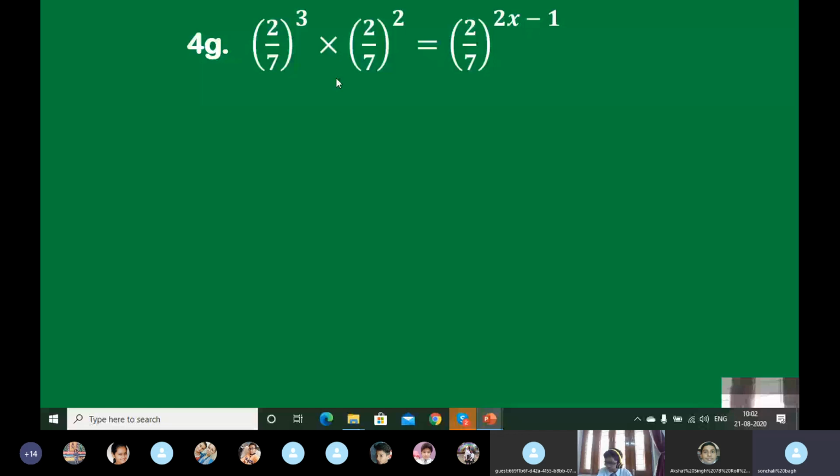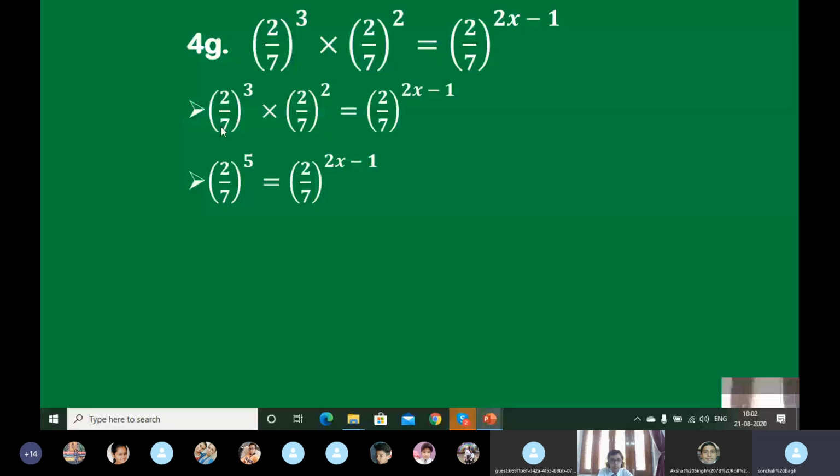Let's move to another one. See, again, 2 to the power 7 to the power 3 into 2 to the power 7 to the power 2 is equal to 2 to the power 7 2x minus 1. The RHS is already in simplified form, but the LHS is not. All the bases are the same, so we can use the equating rule. First step, we will simplify the LHS. So 2 to the power 7, 3 plus 2 becomes 5, and on the RHS 2 to the power 7 2x minus 1. You can see the base of LHS is equal to the base of RHS. Right or wrong?